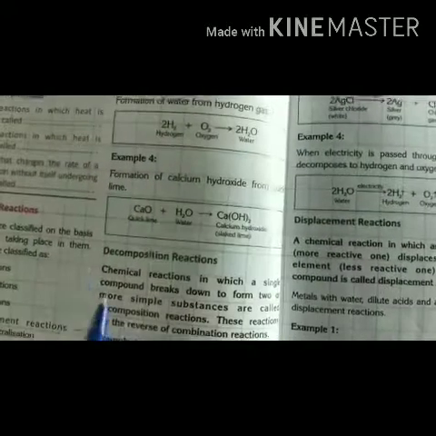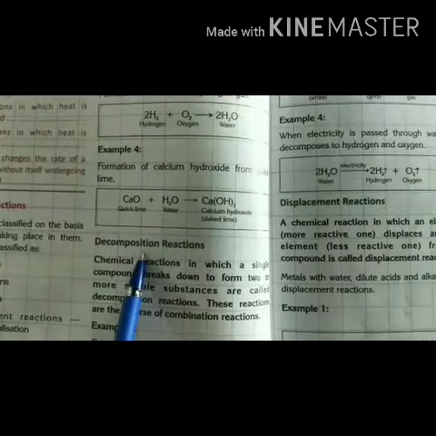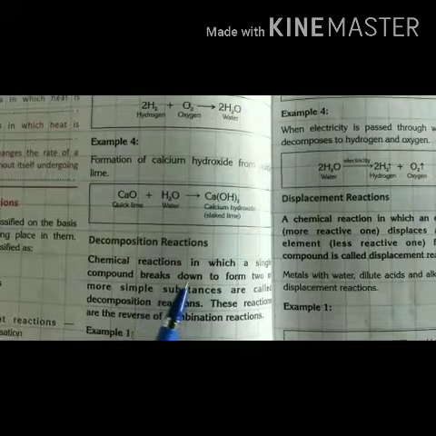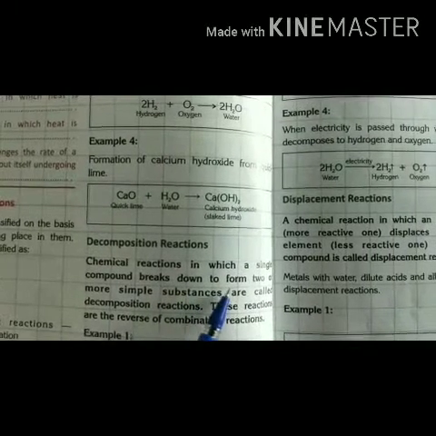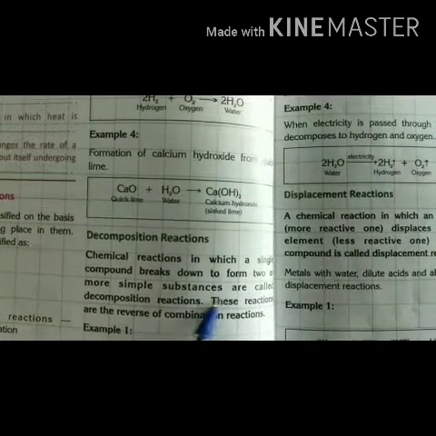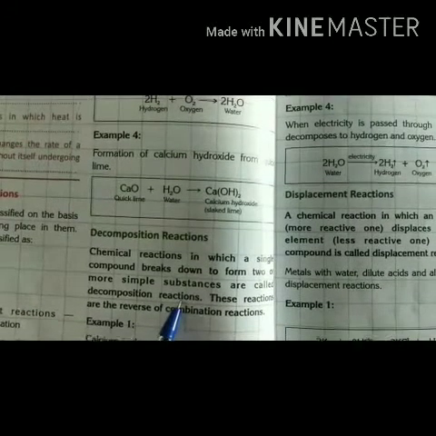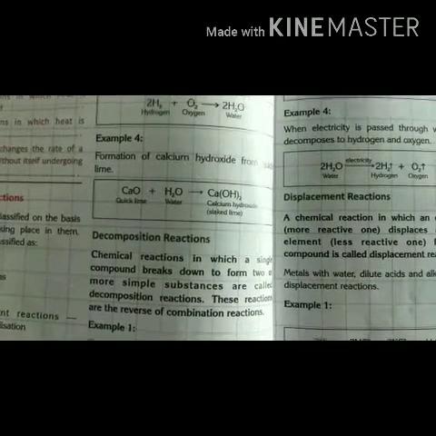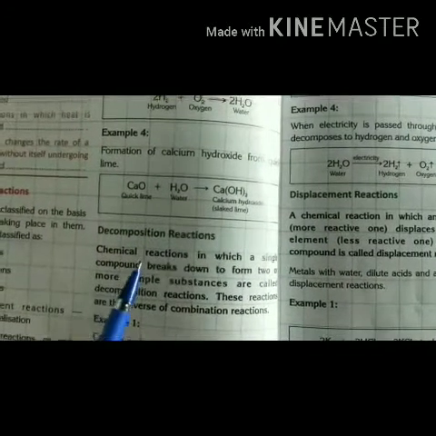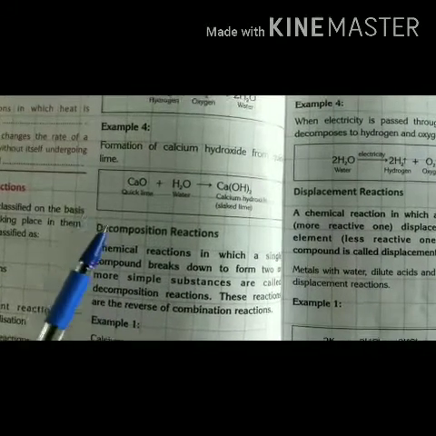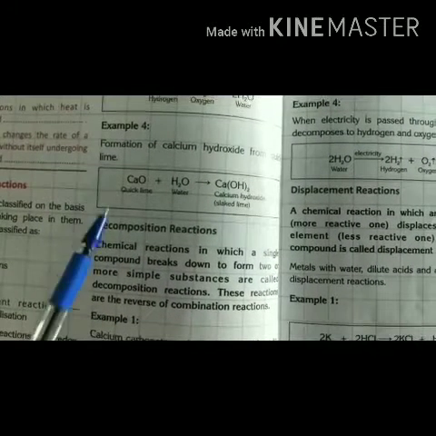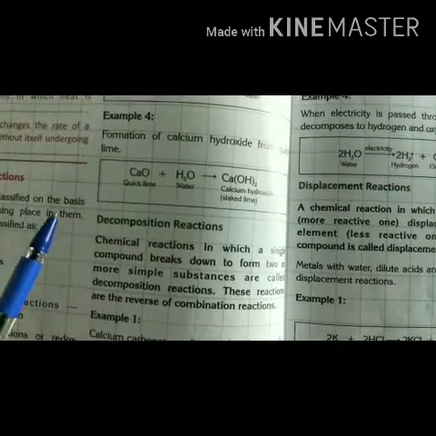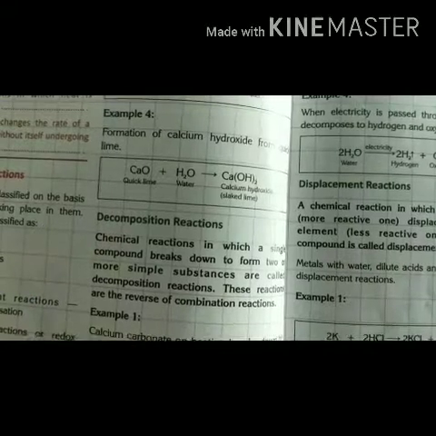Now after combination reaction we will see decomposition reaction. What is the definition of decomposition reaction? It is a chemical reaction in which a single compound breaks down to form two or more simple substances. In other words, it is just the opposite of combination reaction, because there two elements or compounds were combining together to form one compound, but here a single compound is broken down into two or more simple substances.